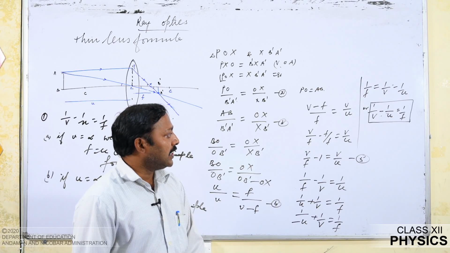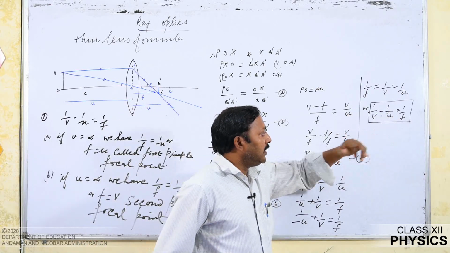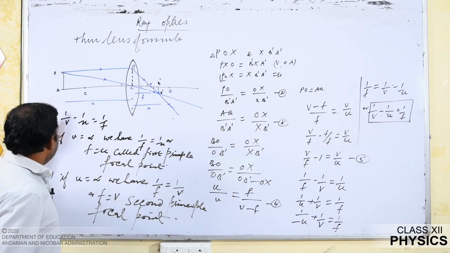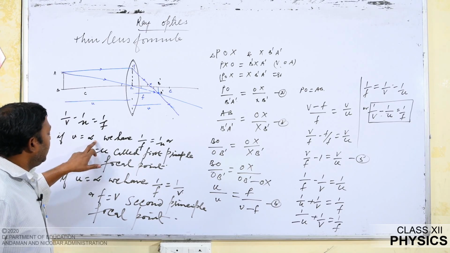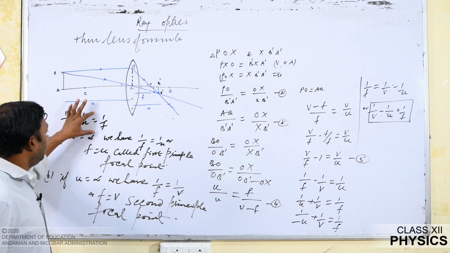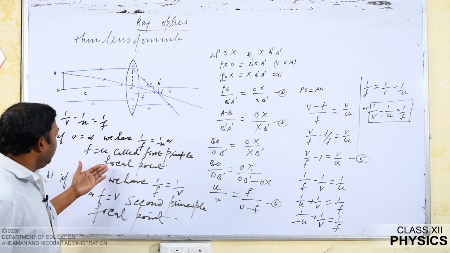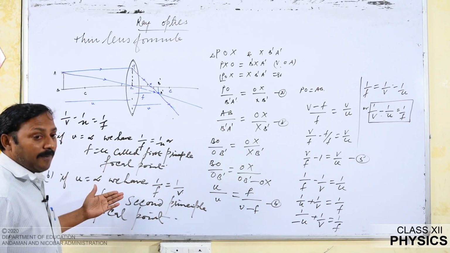Now we will apply the conditions. Here the derived formula is 1 by V minus 1 by U equal to 1 by F, which is called the thin lens formula. What will happen if the image forms at infinity? When the image forms at infinity, putting the value of V equal to infinity in the given equation, we get 1 by F is equal to 1 by U, or simply we get F is equal to U, which is said to be the first principal focal point.